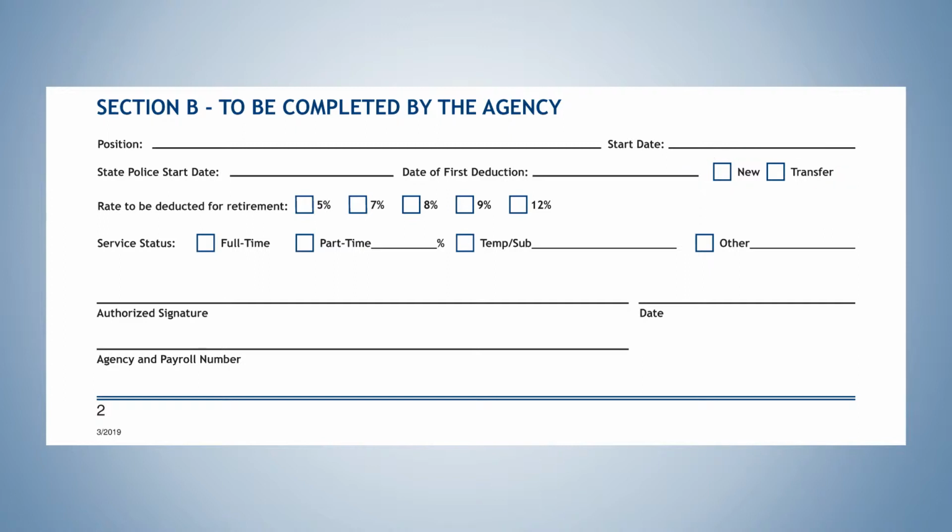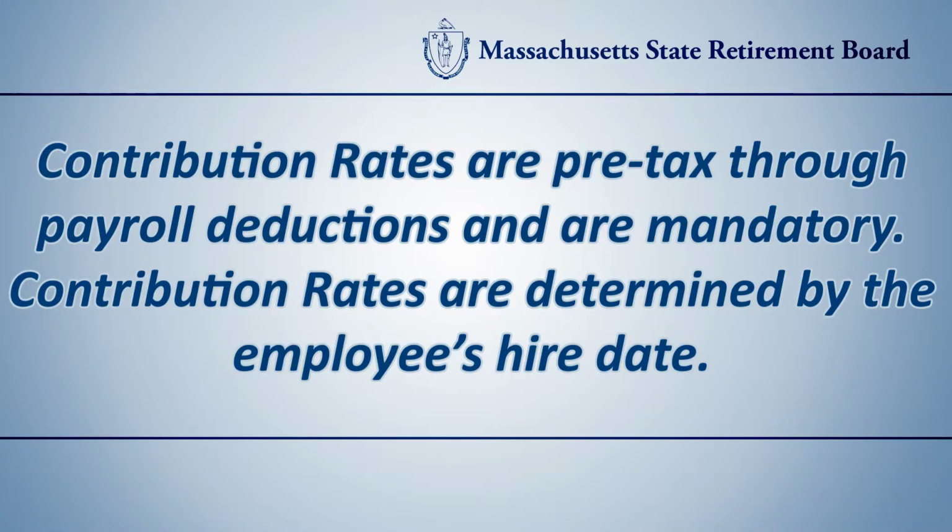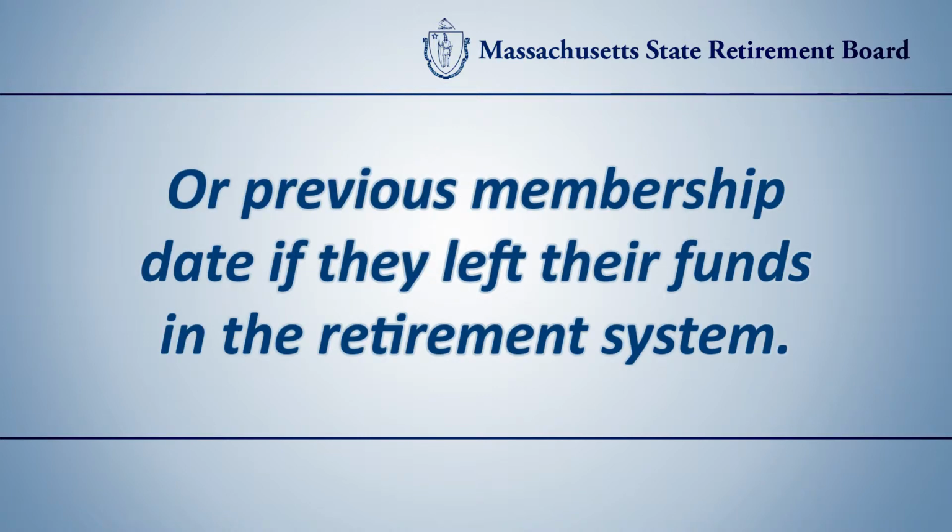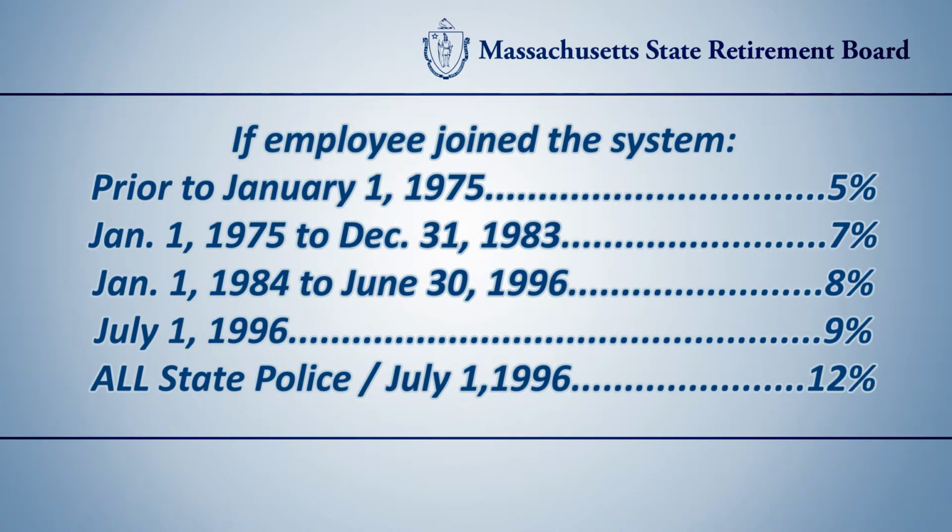Next, check off the appropriate rate to be deducted for retirement. Contribution rates are pre-tax through payroll deductions, and they are mandatory. Contribution rates are determined by the employee's hire date or previous membership date if they left their funds in the retirement system. If an employee joined the system prior to January 1st, 1975, their contribution rate is 5%.